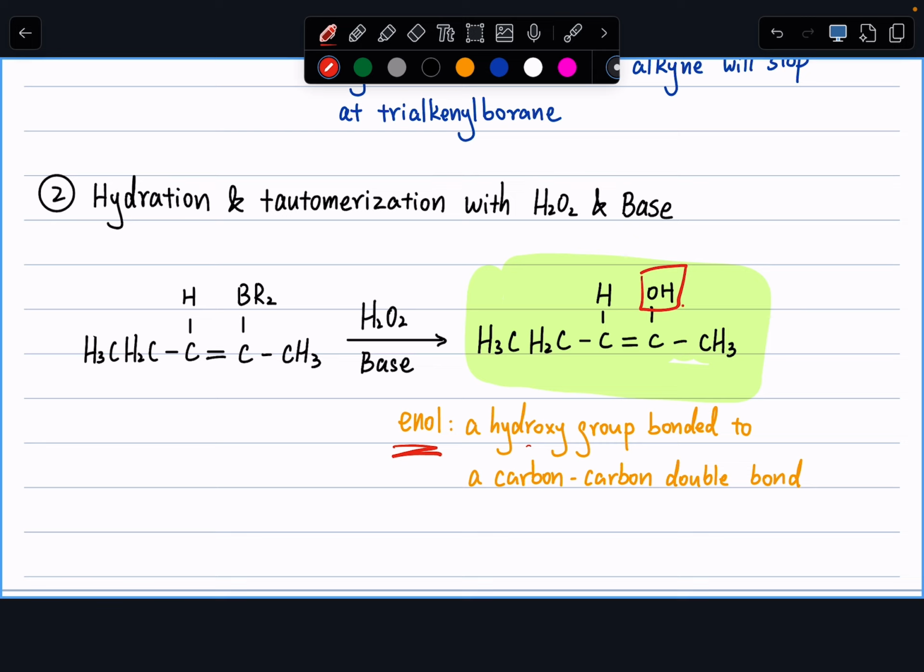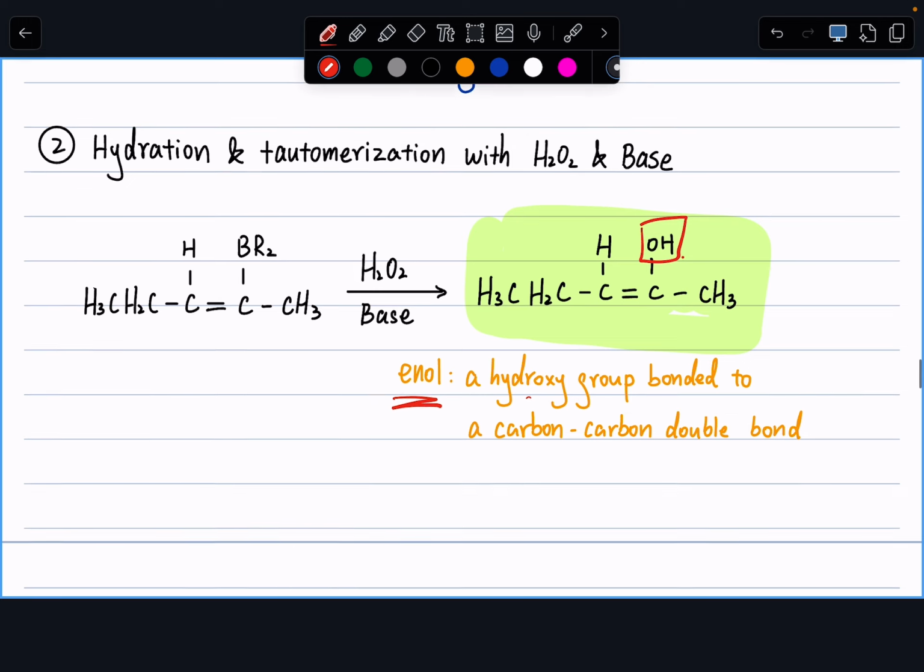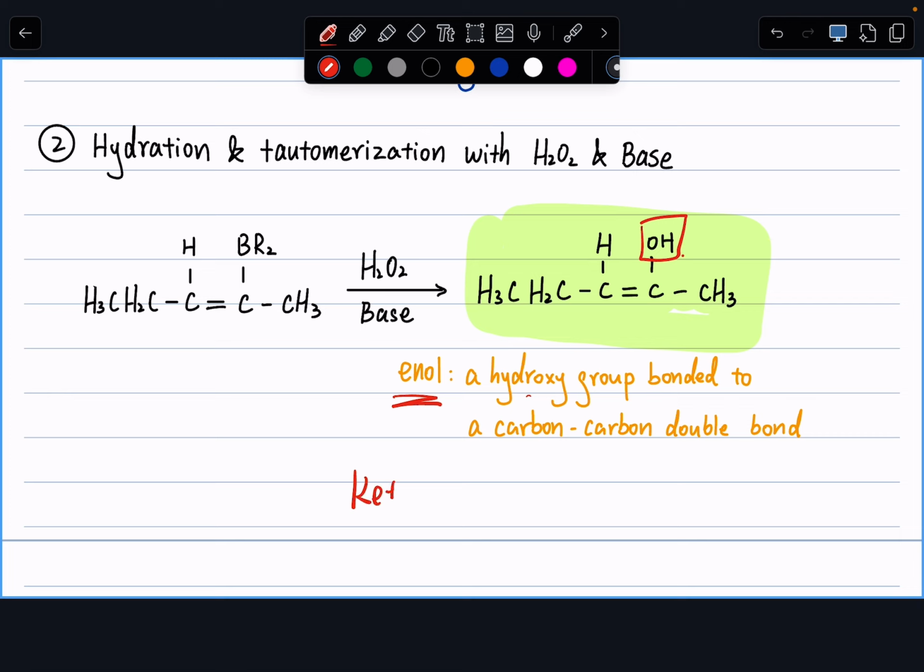Now, an enol group is not a very stable functional group. It can really quickly undergo tautomerization, or it can be easily converted into the more stable keto group. And when we say keto, we're saying either a ketone or an aldehyde. And the process of converting an enol into a ketone is called tautomerization.